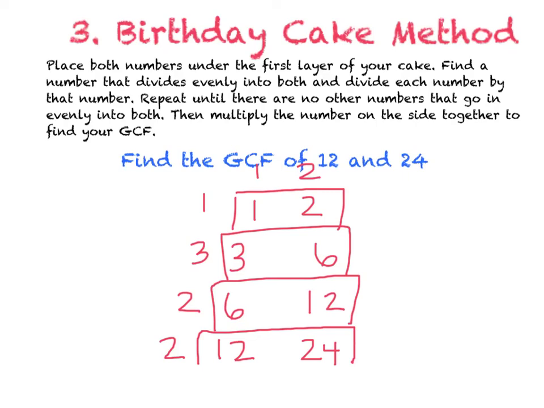I could go on and do that forever and ever. So if 1 is the only common factor that we have, we're not going to go any farther. This is where we're going to stop, because there's no other numbers that go evenly into both except for 1. So then, to find my GCF, I'm going to multiply each of these numbers together. So 2 times 2 is 4, times 3 equals 12. So my greatest common factor is going to be 12, which is exactly what I got using the other two methods.